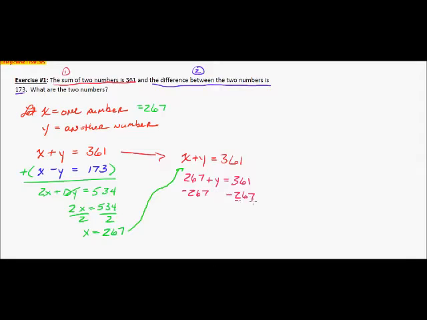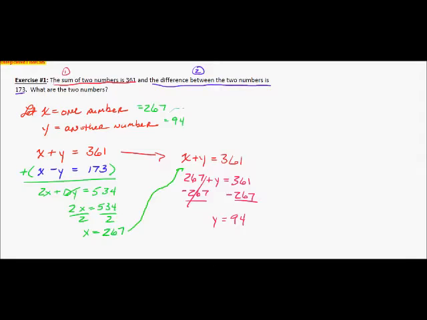by 267 on both sides. And those go away, so y equals, let's see, what is that going to be? That's going to be 94, I believe. 94, yeah. So my other answer for y is 94. Okay, so I've answered my two numbers here, are 267 and 94. I've answered my question here.